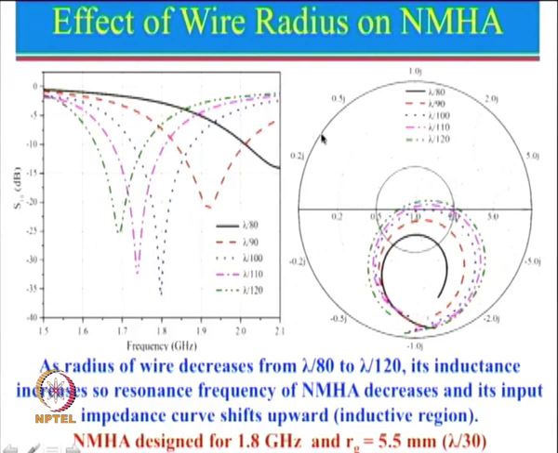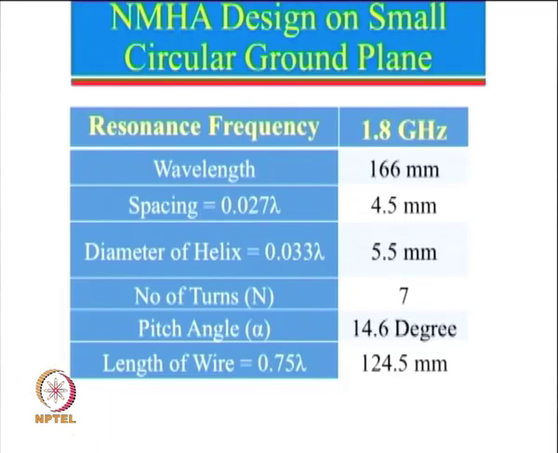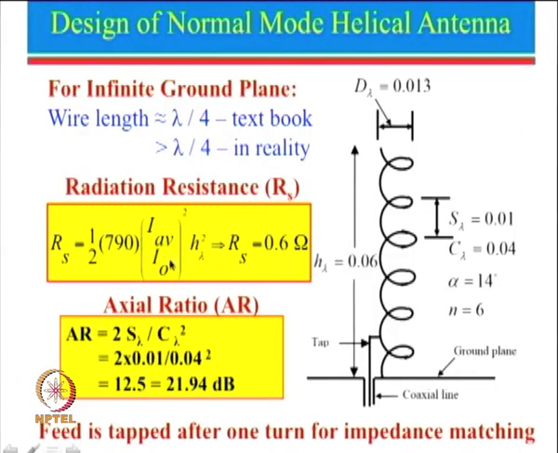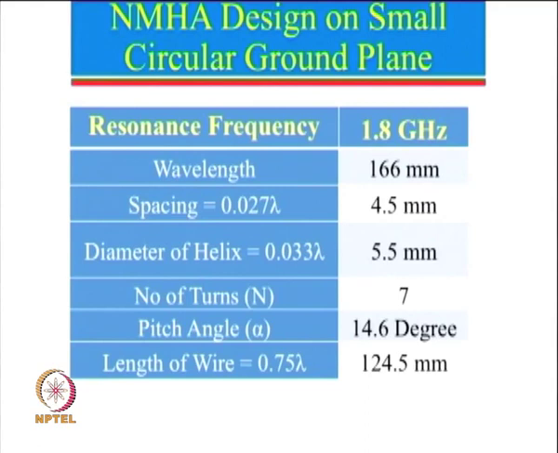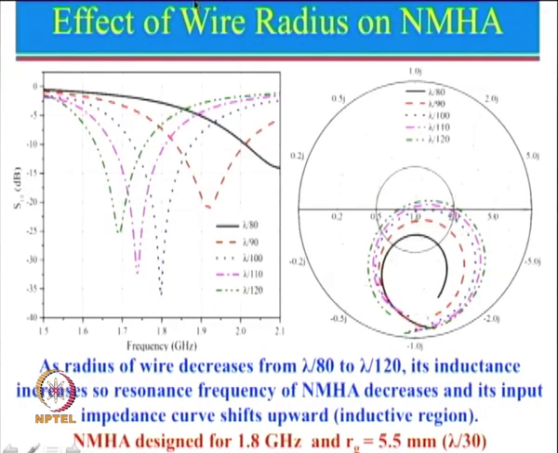Now, that is a very huge difference, and this difference does not come anywhere if we look at the earlier concept which we had mentioned, that the wire length should be equal to lambda by 4. You can see that in this case the effective diameter does not even come into the picture. So here the wire diameter plays a very, very important role. One can see that as the radius of the wire decreases from lambda by 80 to lambda by 120, what is the main effect we are seeing?